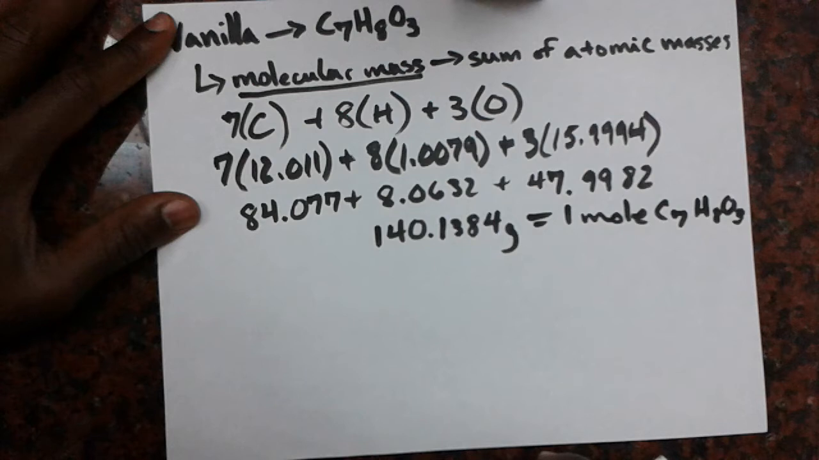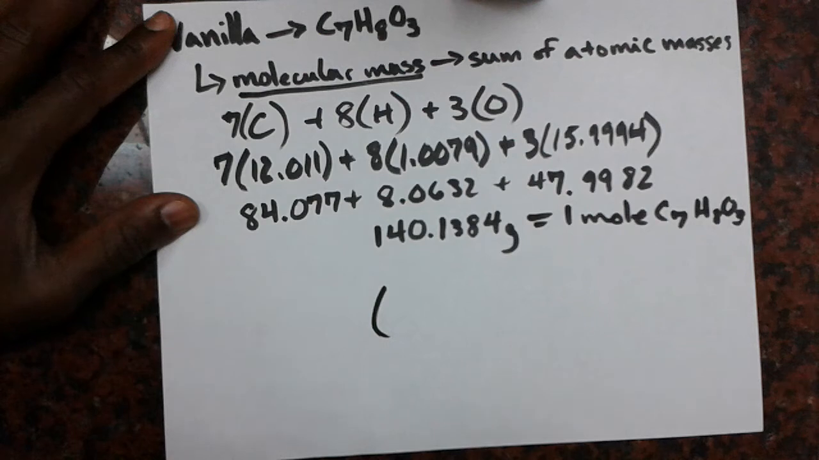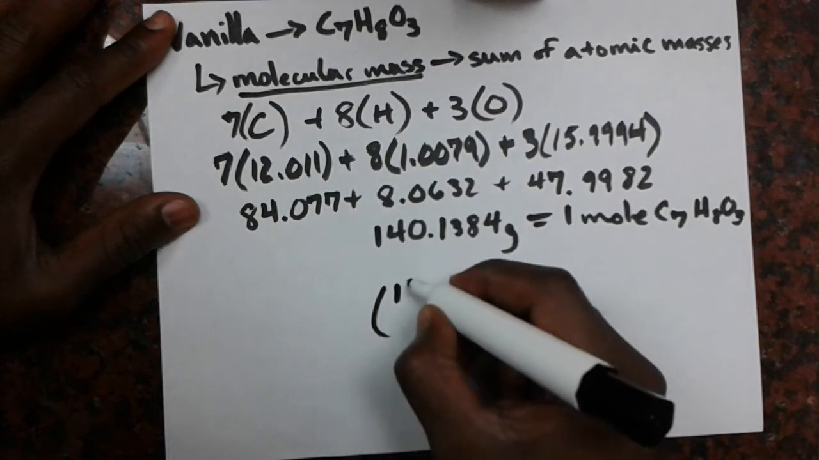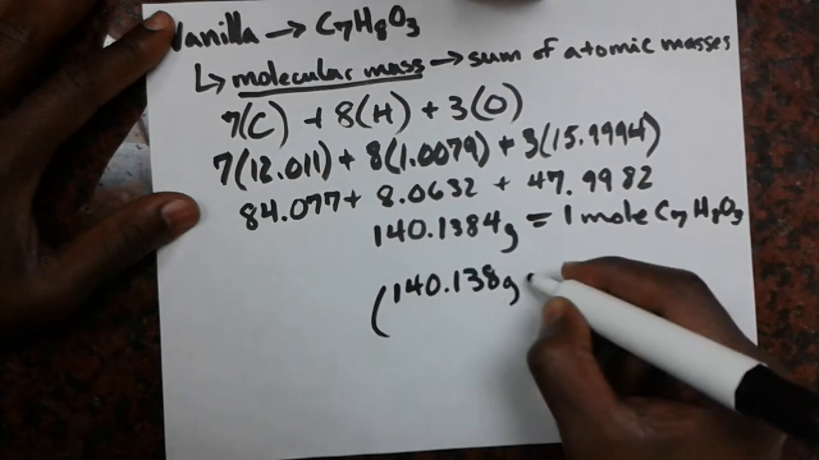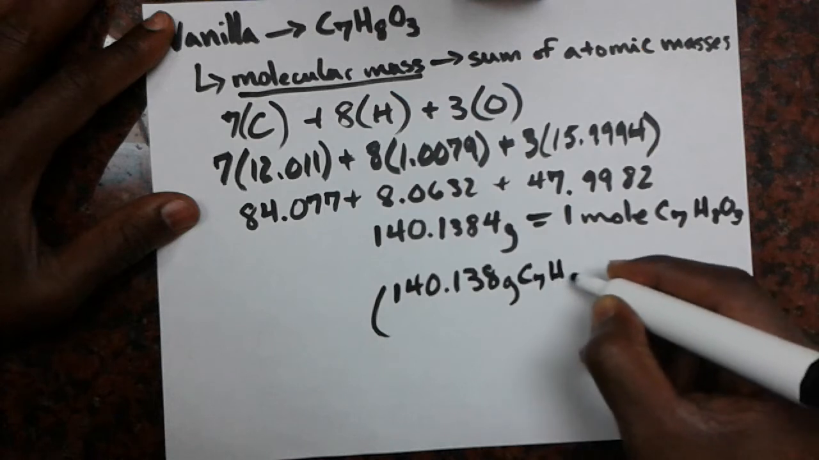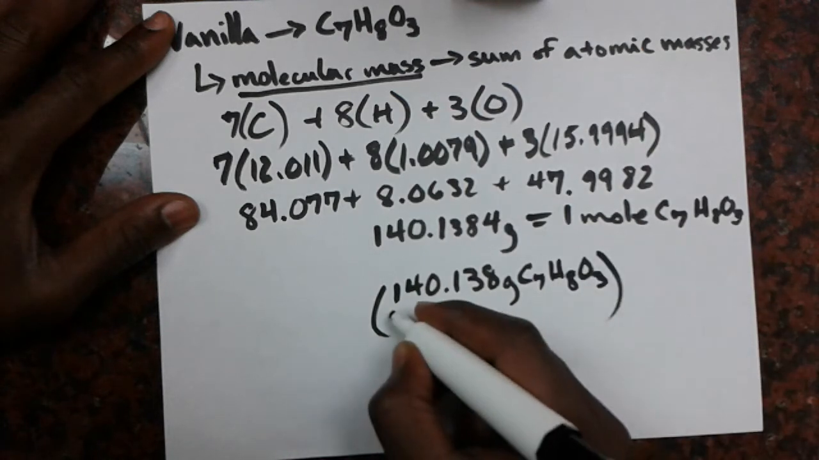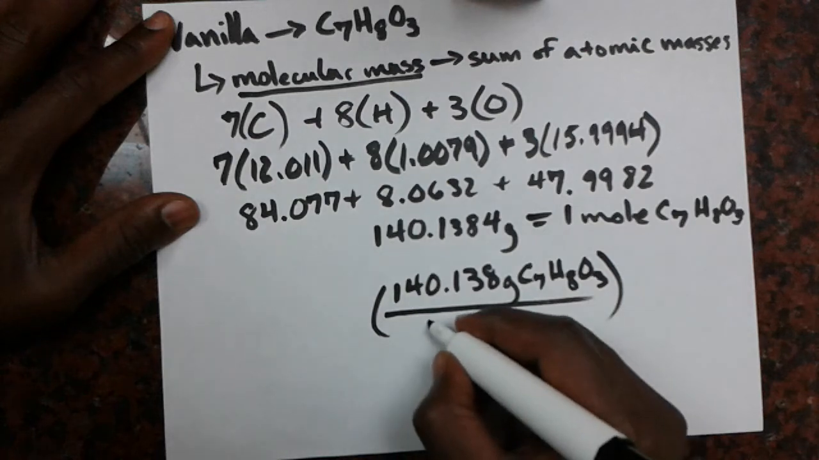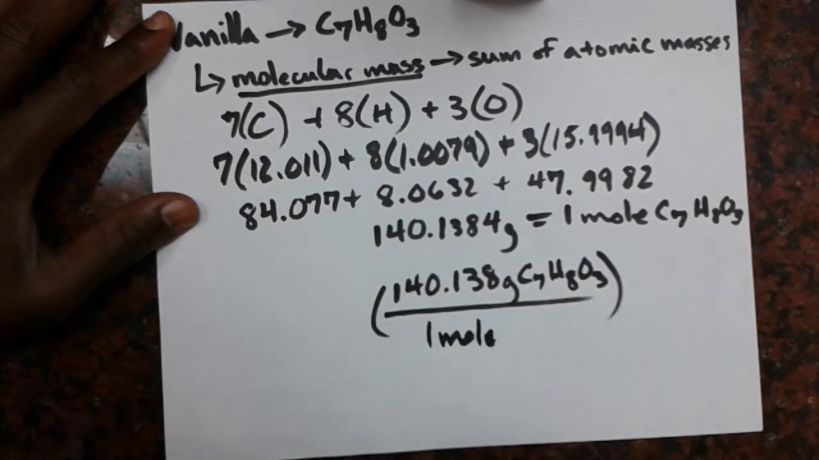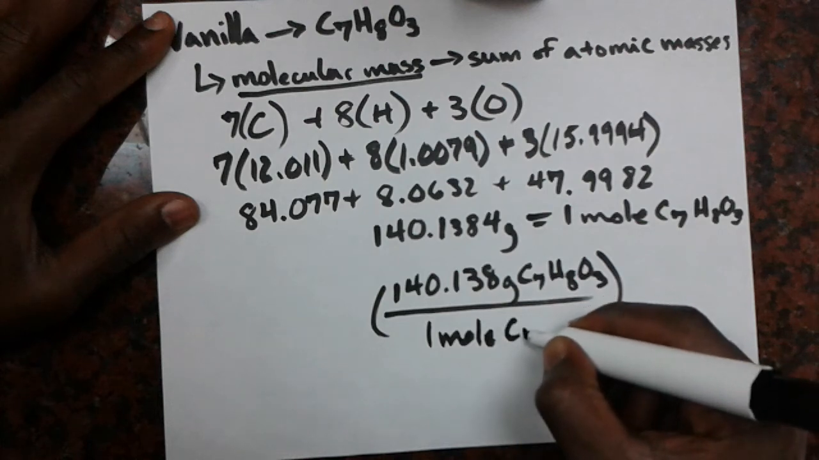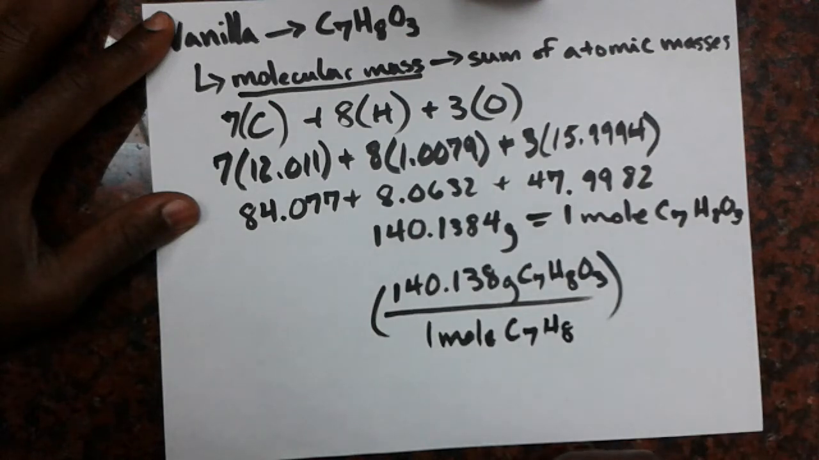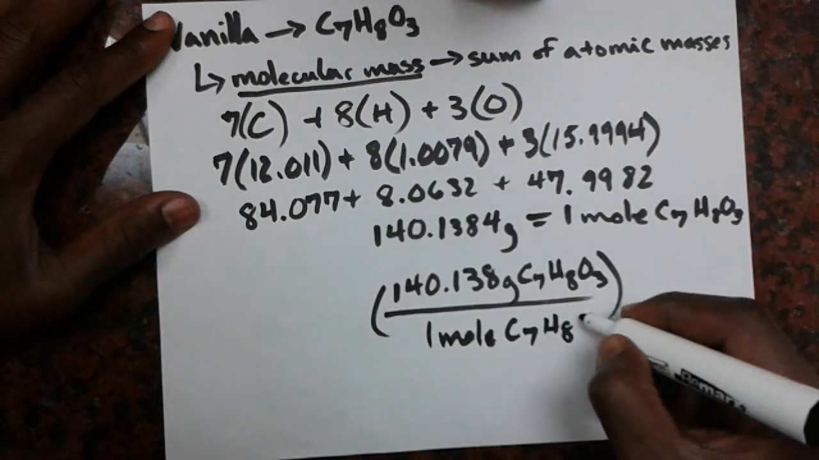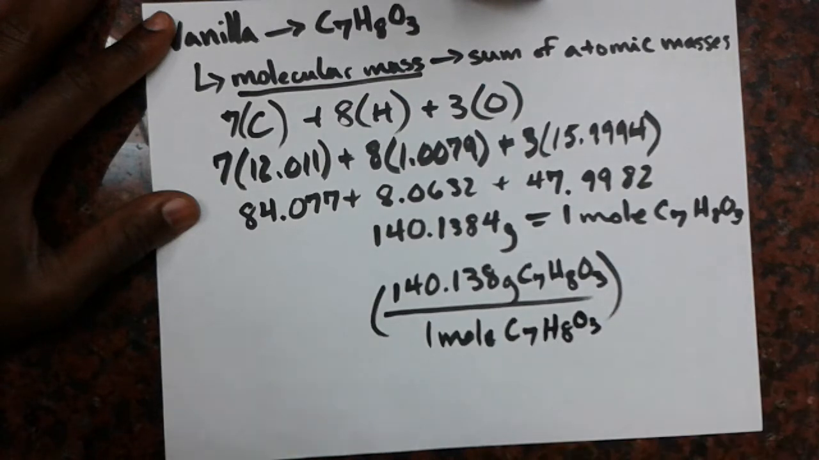From this equality, we can generate a conversion factor. This is essentially 1, since they're equal, they're just representing different units, so it's convenient for converting from moles of a material to grams, in this case specifically vanilla.